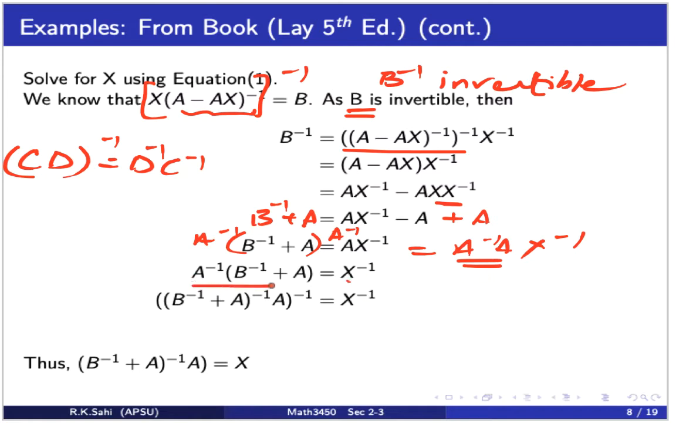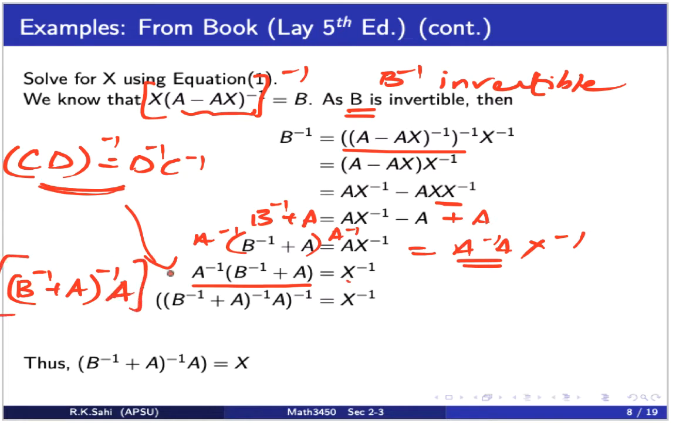Notice over here, what is it? This is A inverse times (B inverse plus A). Once again, I'm going to use this little trick, because I'm having D inverse C inverse. I can write the left part of it and apply it on this part of the equation. So I can write this as (B inverse plus A), the whole inverse. In other words, this is the second matrix, and I'm taking the inverse of this matrix, and this A comes here, and then we have the inverse.